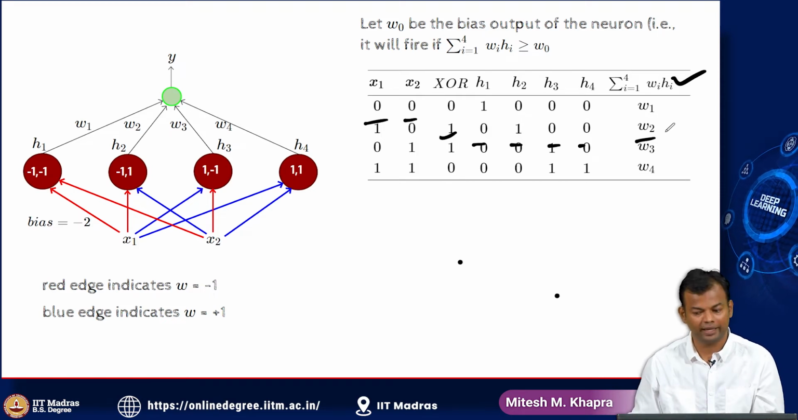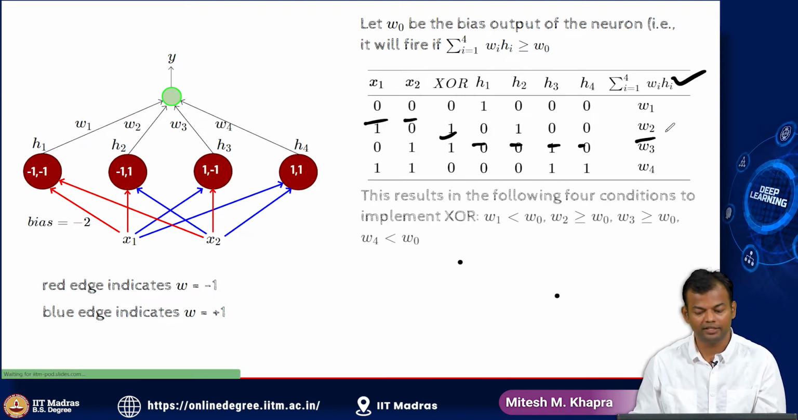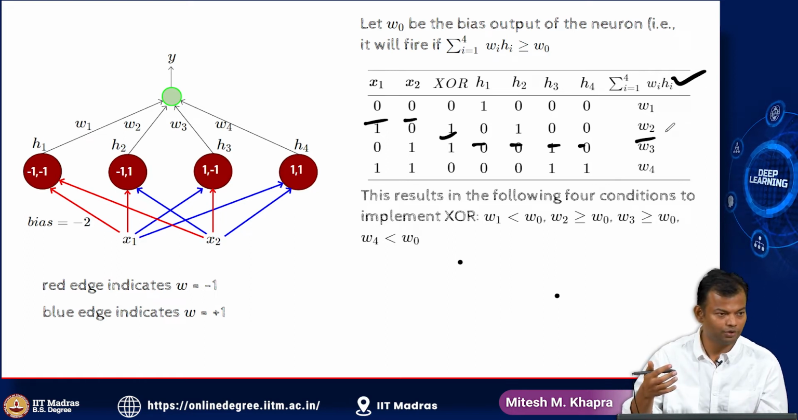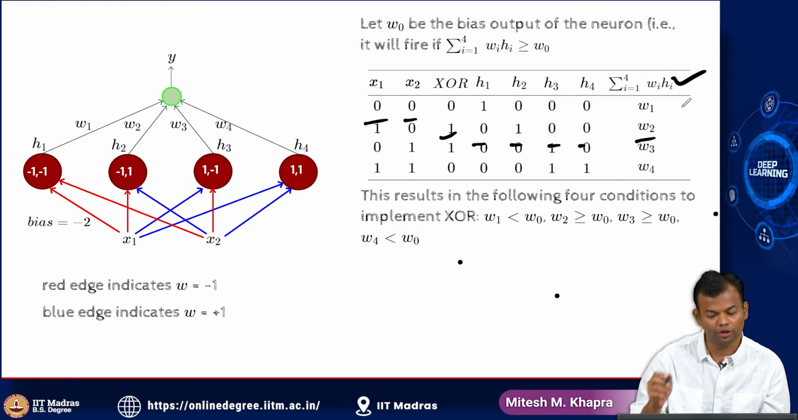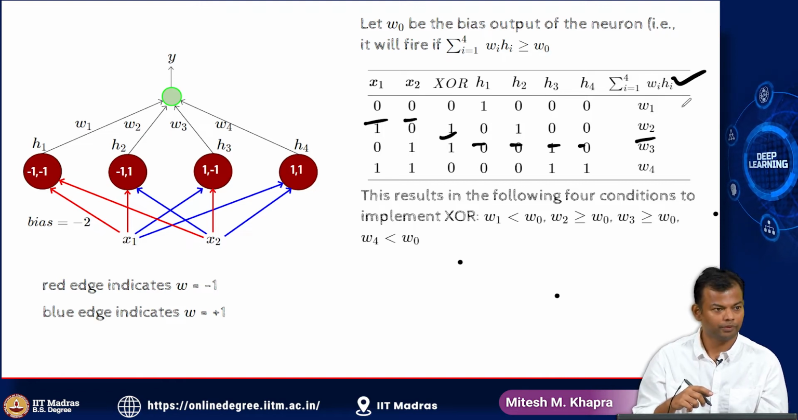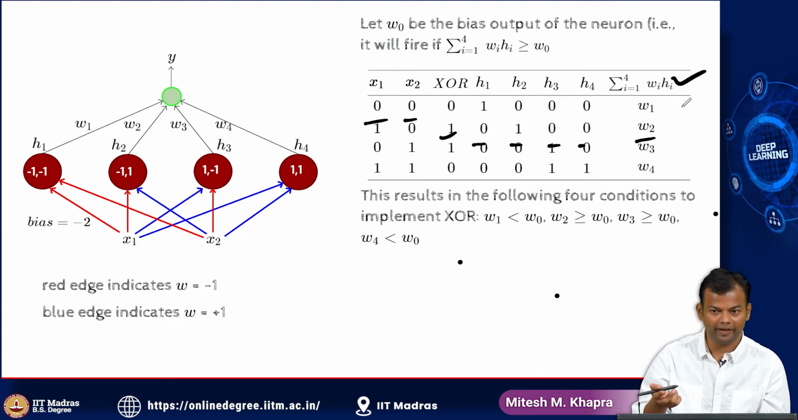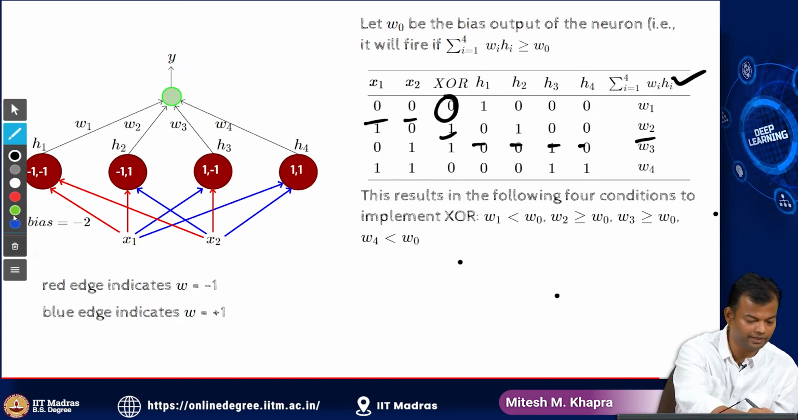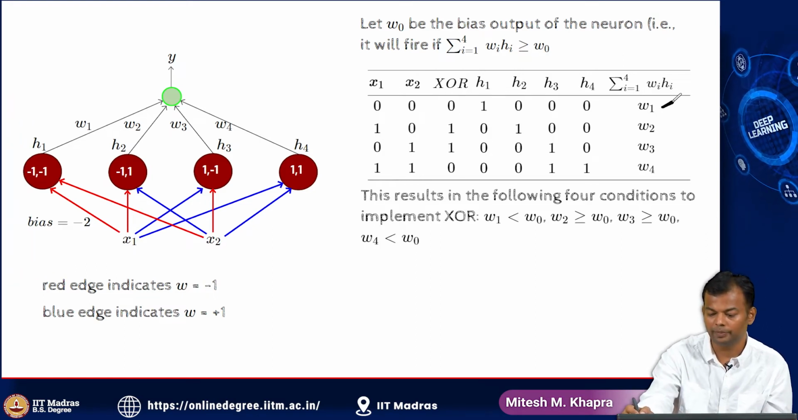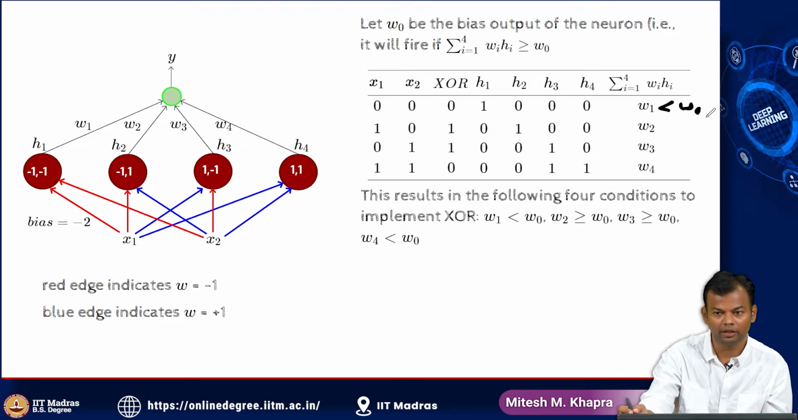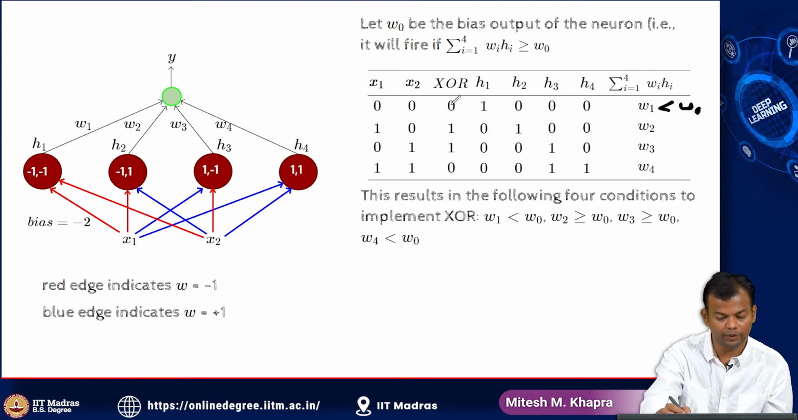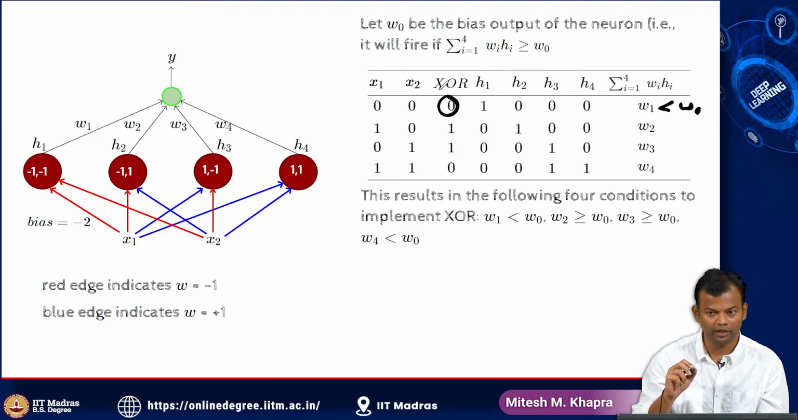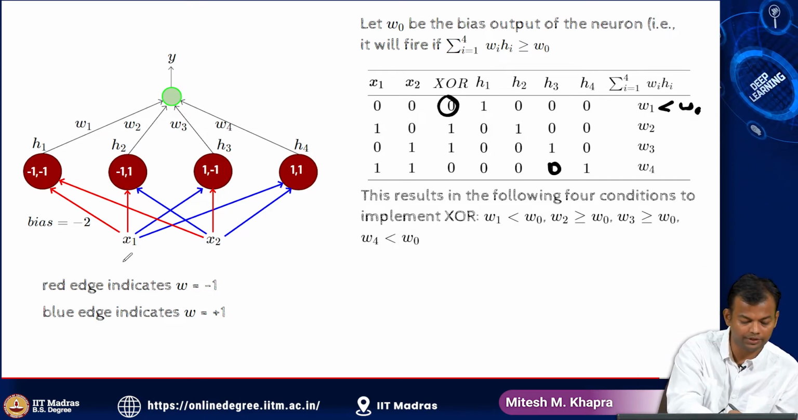Now if I go back to my conditions, what are the conditions that I want? If I want this to behave like the XOR function, then W1 should be less than W0. In that case it will not fire, and hence it will be the same as the truth table of the XOR function. Let me just clear some things. So W1 should be less than W0. If that is the case, then it will not fire and I will get the desired output. Is that okay? So this is -1.